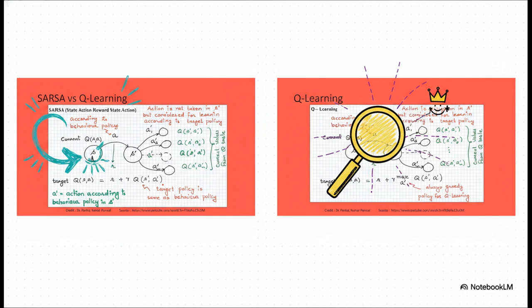And this visual just says it all. Check out the SARSA diagram on the left. You see that arrow pointing to a'? That's the key. The update depends on the specific next action the agent actually decides to take. Now, look over at Q-learning on the right. It doesn't care what action is actually taken. Instead, it looks at all the possible next moves and bases its update on the best one, the one with the maximum value, the perfect theoretical move.